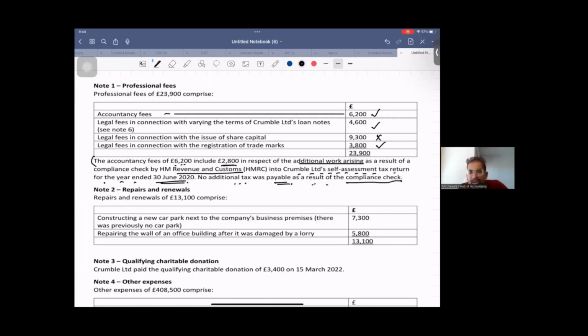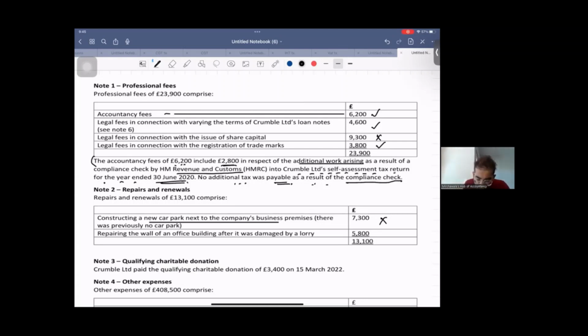Repairs and renewals, 13100. Constructing a new car park next to the company's business premises. There was previously no car park, so this is an improvement. They constructed a new parking, which is something new. So this is improvement, not allowed. Remember, I taught you improvement in property income as well.